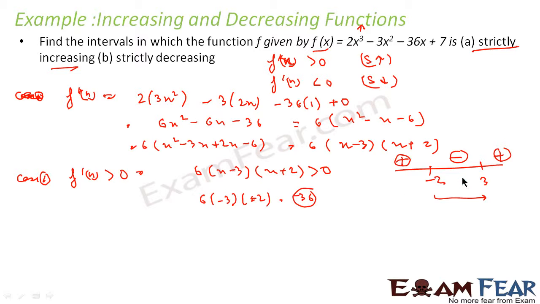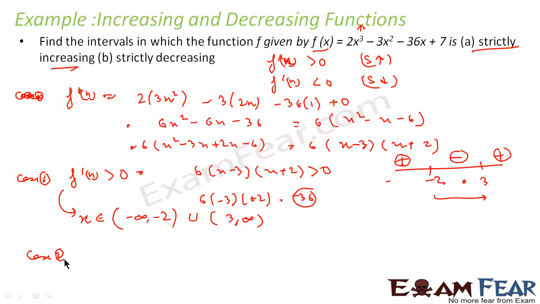So in this case, I can say that my minus 2 comma 3 range is negative values. That is f dash x will be negative. And minus infinity to minus 2 and 3 to infinity is positive value. So I can say that f dash x is greater than 0, or I can say that x is nothing but minus infinity to minus 2 and 3 to infinity. So this is my value for f dash x is greater than 0.